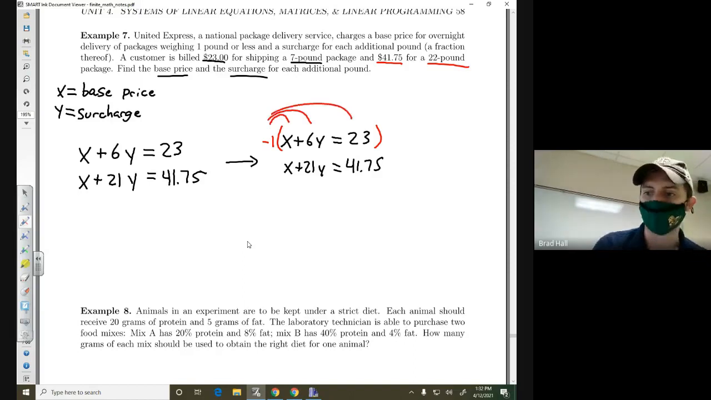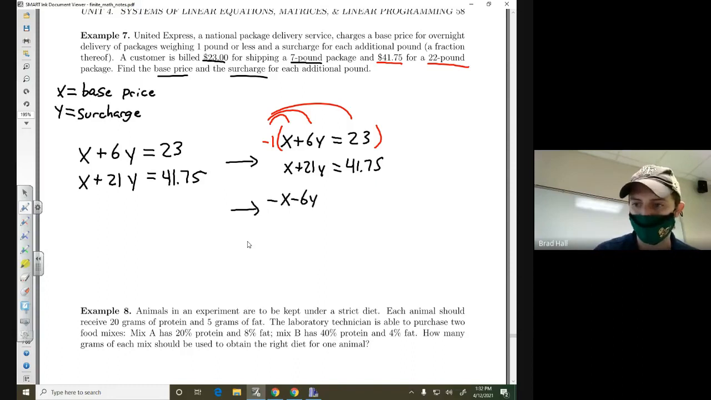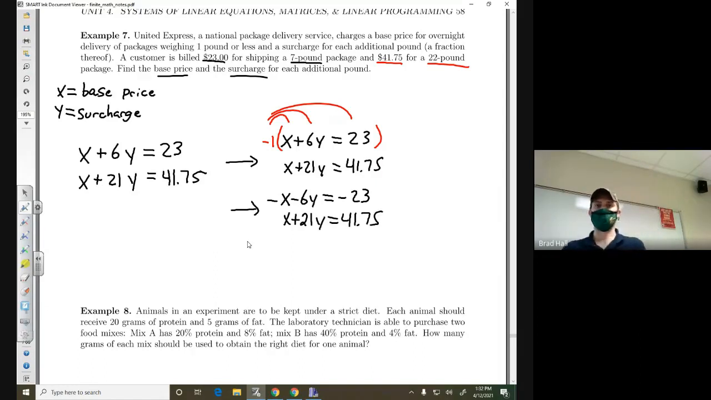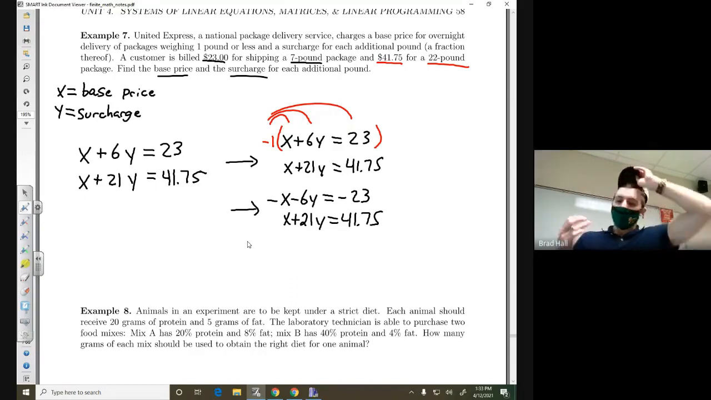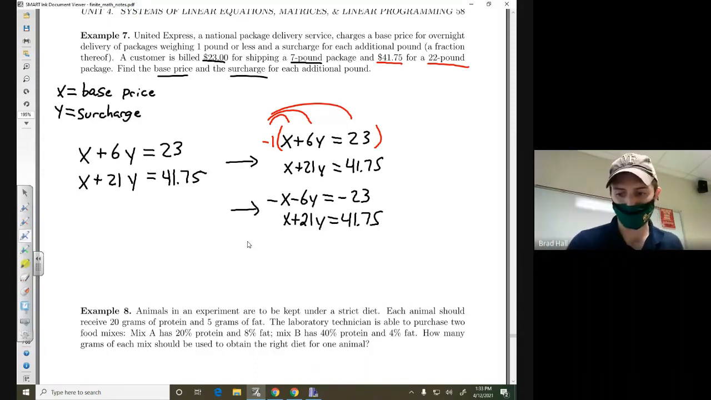-1, that distributes to everything. Now it's negative x minus 6y is equal to negative 23. So notice the top equation changed. I balanced it out by making all the numbers scale appropriately. And then the bottom equation stayed the same. And this is perfect, because now when we add these two equations together, the x's cancel, because they have different signs. And then we just add up the other like terms.